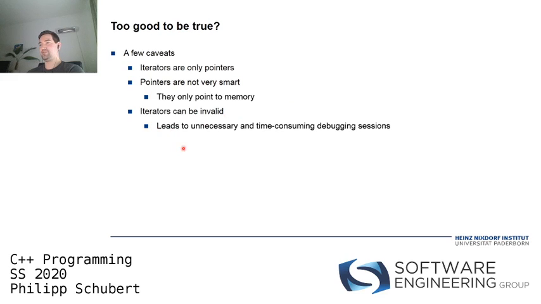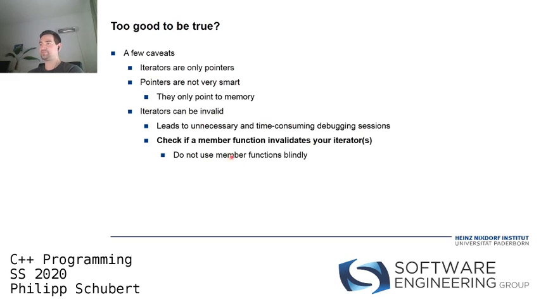Usually, if you misuse it, it leads to unnecessary and time-consuming debugging sessions. If you use some member functions on some iterators, you wish to always check if the member function invalidates your iterators. Otherwise, again, you can run into huge trouble. So my recommendation is, do not use member functions blindly whenever they operate on some iterator stuff. Read the documentation and read what those member functions do to your iterators. Otherwise, again, you just spend endless time in debugging sessions.